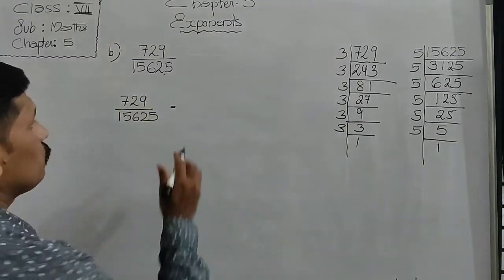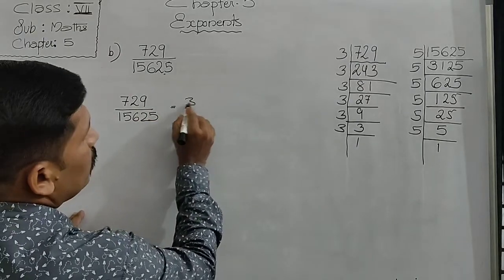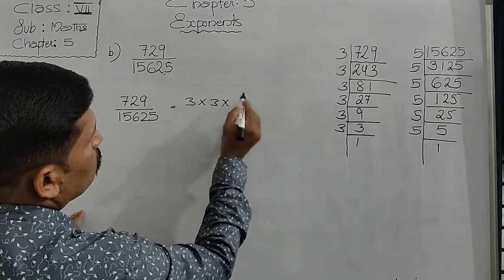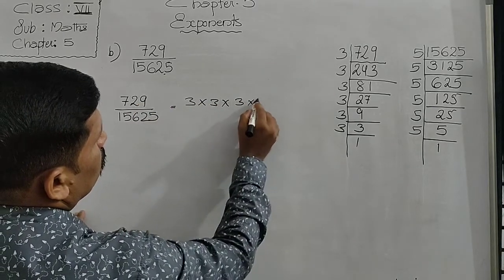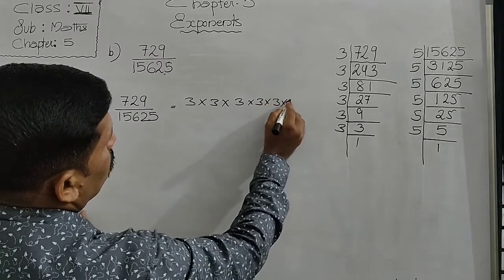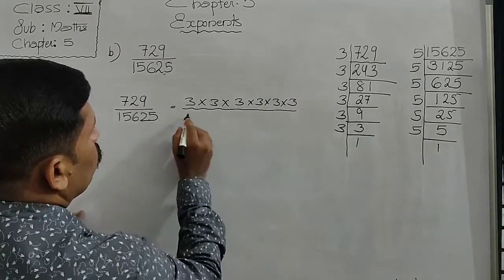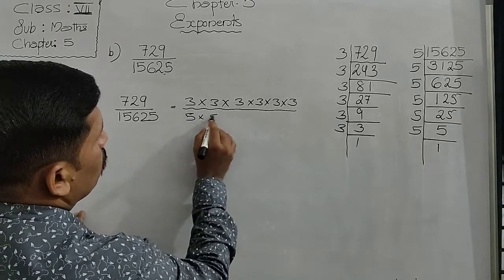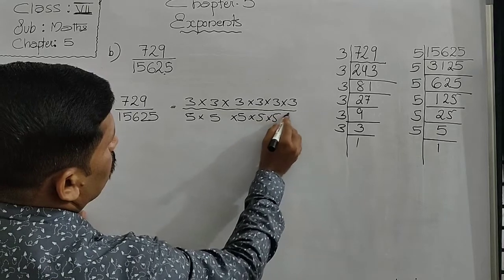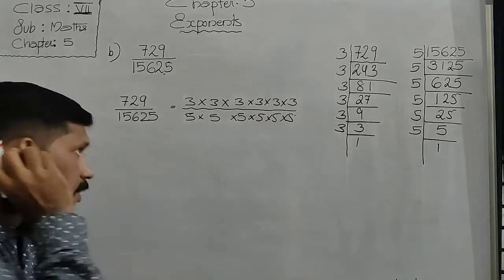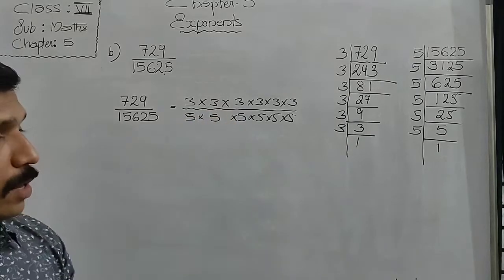Now we write each factor respectively against each number. 3 into 3, these are the factors of 729. 3 into 3 into 3 into 3, and upon, here 5 into 5 into 5 into 5 into 5 into 5. Here you can see that 3 is repeating 6 times and 5 is also repeating 6 times.